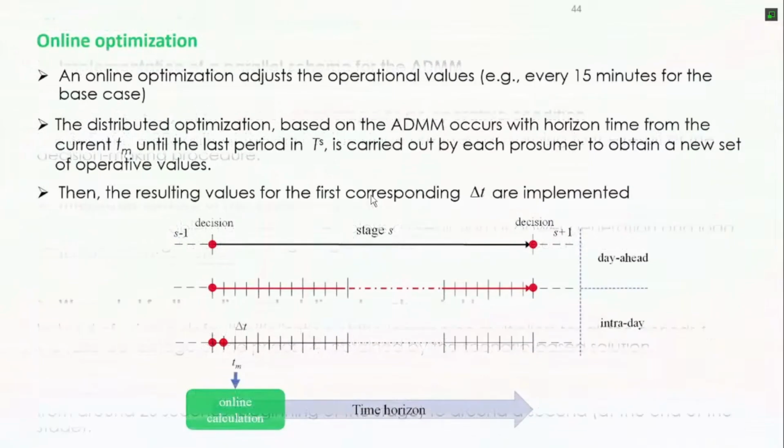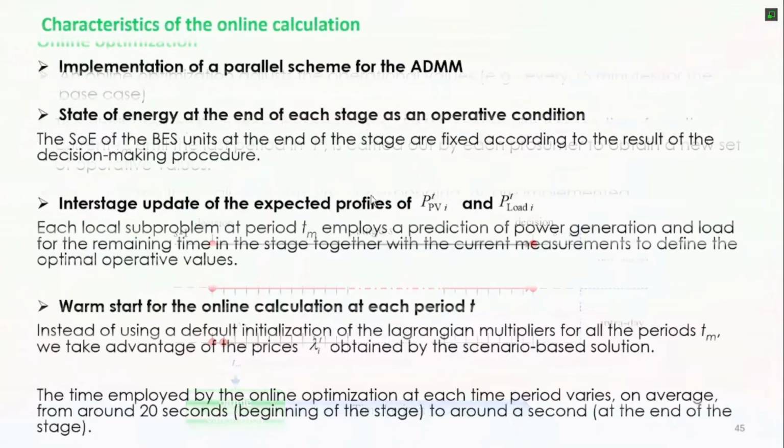It is always reduced. In general, we have 20 seconds and until 1 second at the end, because it is just on one period. So the characteristic of the online calculation is the ADMM, the iterative procedures that we mentioned, and we have implemented a parallel scheme in order to reduce the calculation time.